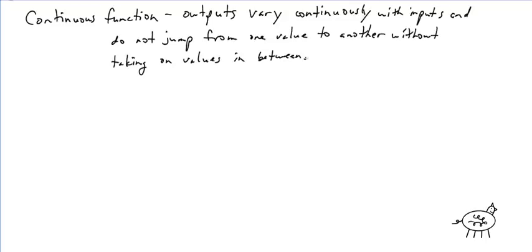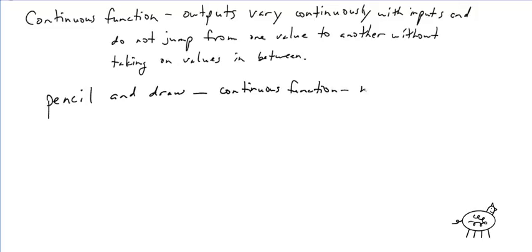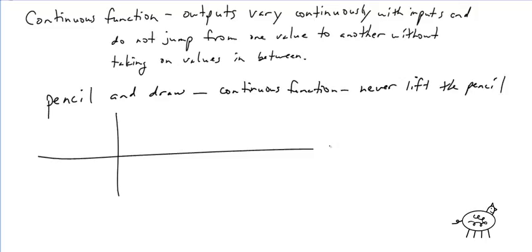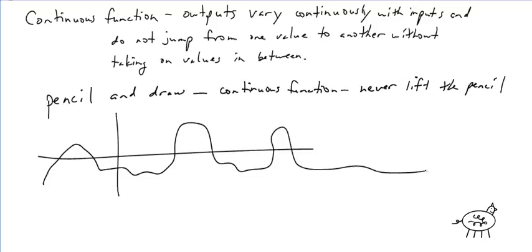Okay? So basically what I mean by that, it says outputs vary continuously with inputs and do not jump from one value to another without taking values in between. So if I use a pencil and paper and draw a continuous function, basically you never lift the pencil. So if I draw a nice function here like this, that's a continuous function. I never lifted the pencil.